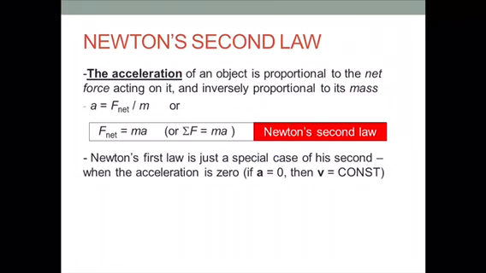Now let's talk about Newton's second law. The acceleration of an object is proportional to the net force acting on it, and inversely proportional to its mass. So in the formula, that would mean that acceleration a equals F net divided by m. Or we can rearrange for net force, which will give us the following formula. Net force equals mass times acceleration.